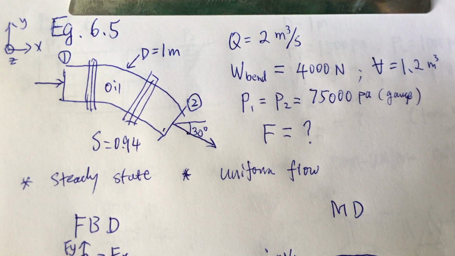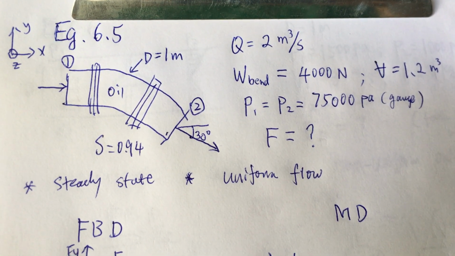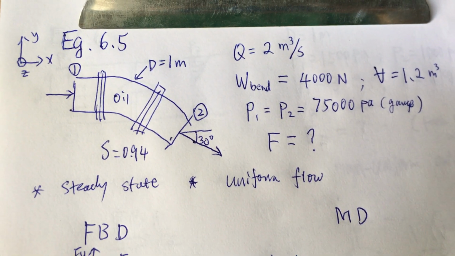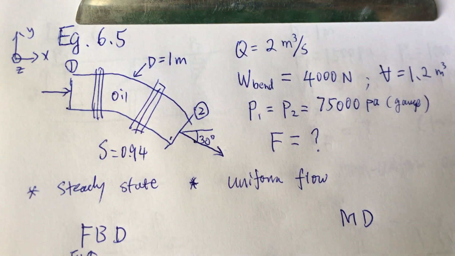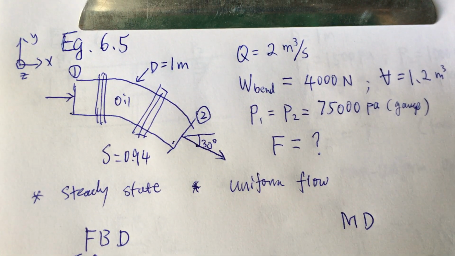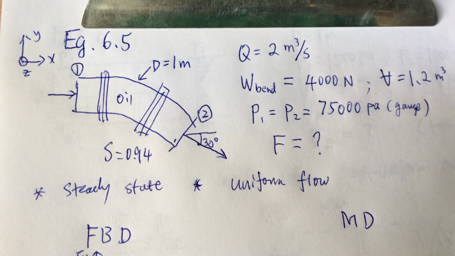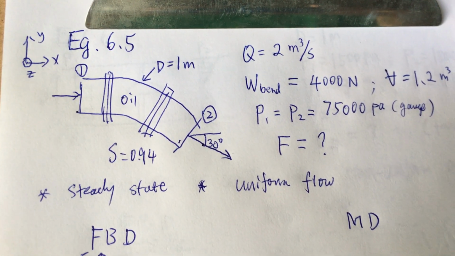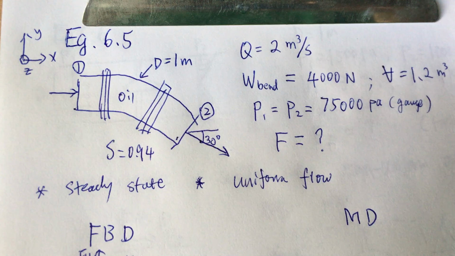The total weight you should be able to calculate. Pressures P1 and P2, inlet and outlet, have the same pressure, 75,000 Pascal gauge. So these are all the known values. The question asks you to calculate the force required to hold this bend in place. Similar to the last example. The last example is 1D, right? The force required to hold the 1D pipe structure. This one is also the force required to hold this bend in place.